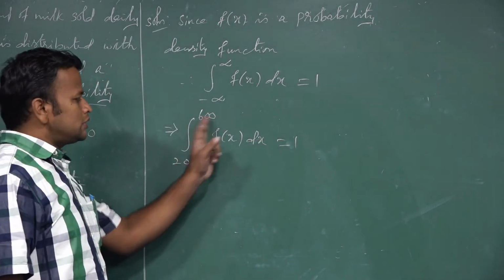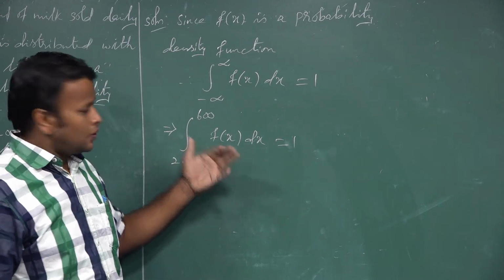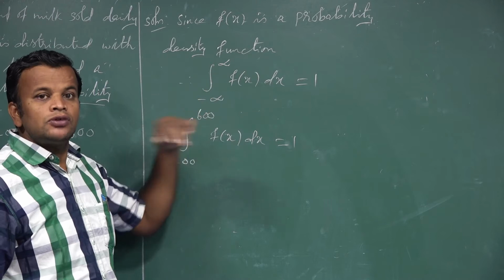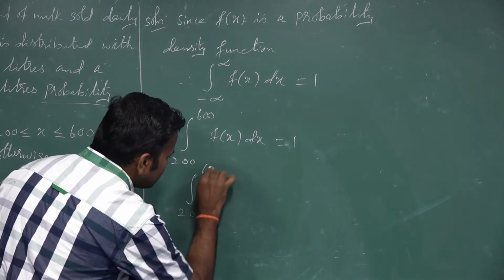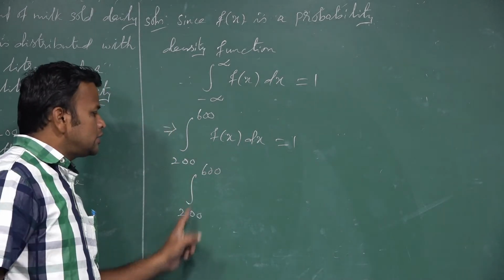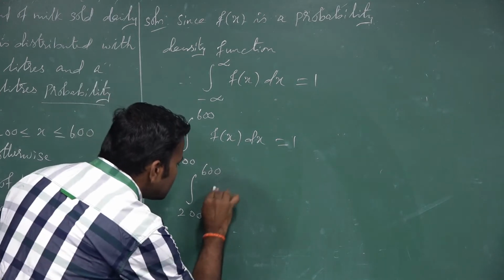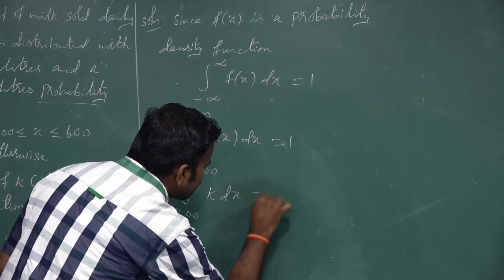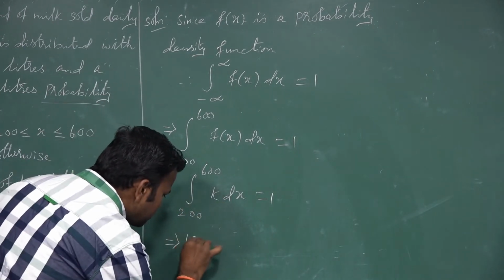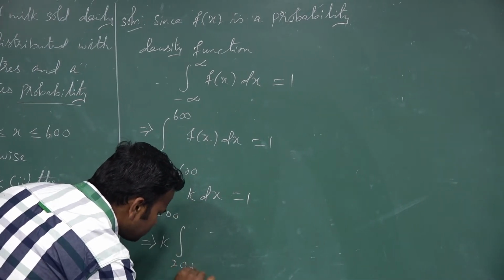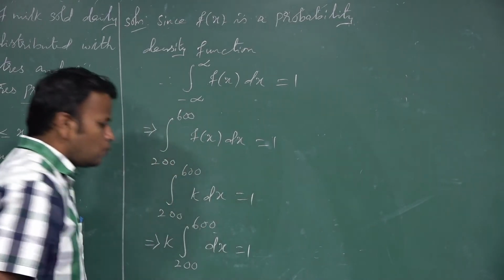What is the reason to write this, sir? Suppose x less than 200, f of x values vanish. More than 600, f of x values vanish. So I leave. So now I write in this interval. In this interval, how to define f of x? The value is just k. So k into dx. Now we take k outside because k is a constant. 200 to 600 dx is equal to 1.